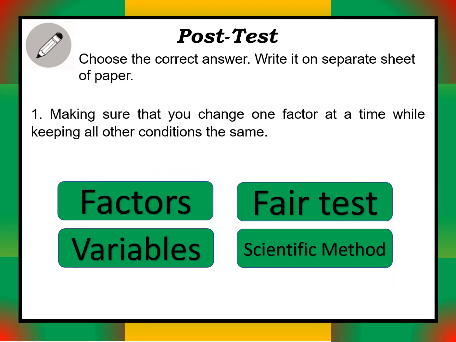let's proceed to the post test. If you're done with all the activities, you may proceed to the post test, making sure that you change one factor. If you could see, the post test and pre-test are just the same, just to measure if you have learned something from the lesson discussed. Write it on a separate sheet of paper. So again, making sure that you change one factor at a time while keeping all other conditions the same. They have the factors, variables, fair test, and scientific method.